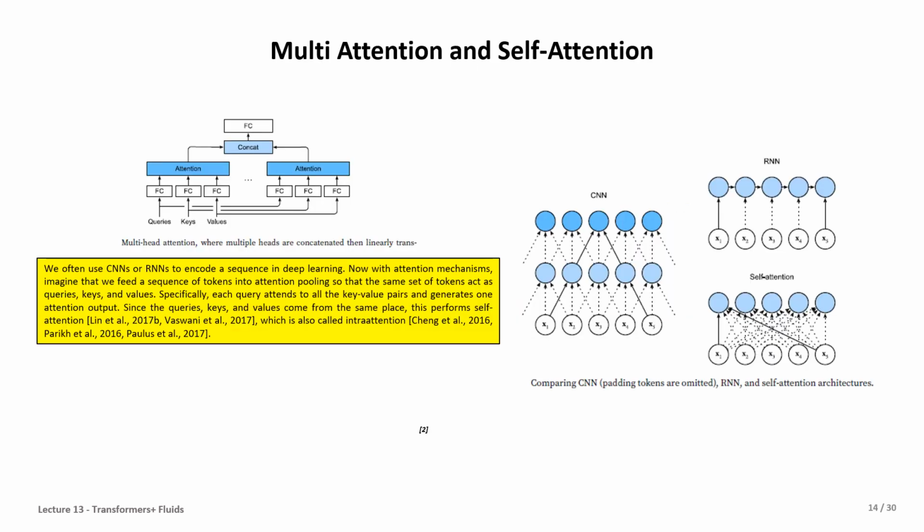After the overview of these two types of the attention mechanism, let's point to multi-attention and self-attention, a feature which is available in the attention mechanism. And here we have a presentation of the convolutional neural network, recurrent neural network, and self-attention.